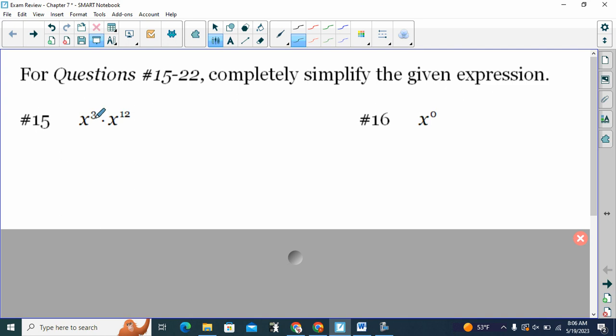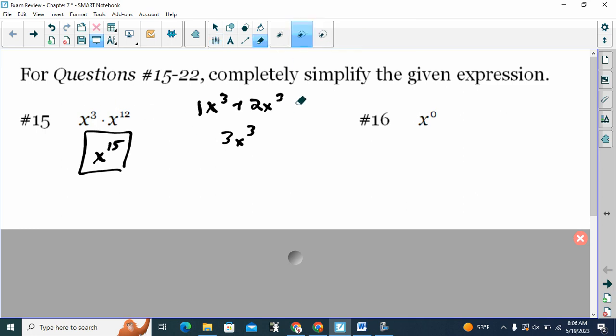We had a property that said when I multiply things that have the same base, we add their exponents. 3 plus 12 gives us 15. X to the 15th is correct. Again, this is when we are multiplying. If we are adding one x cubed and 2x cubed, remember, that's 3x cubed. When we're adding, we combine like terms. But when I multiply, that's when I add their exponents.